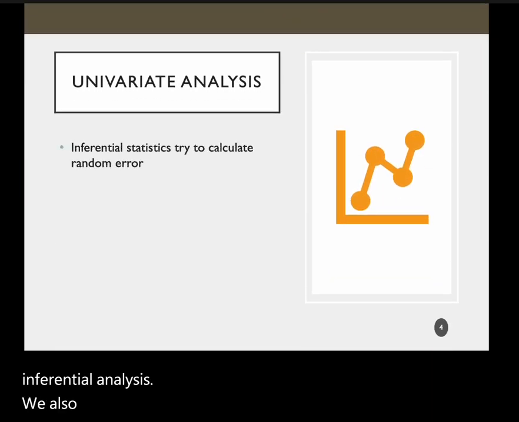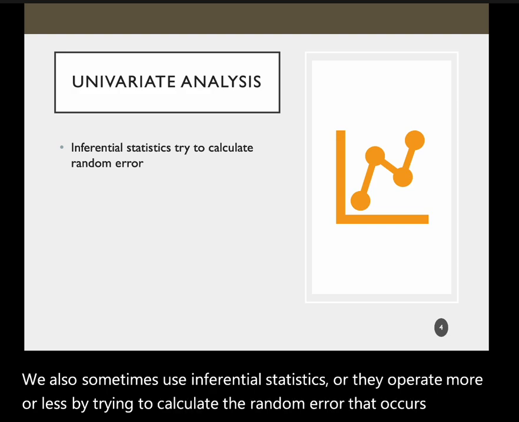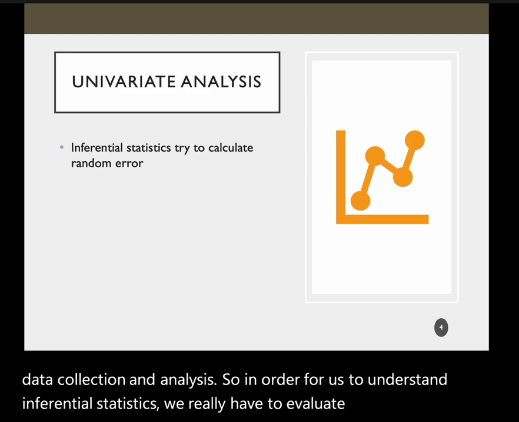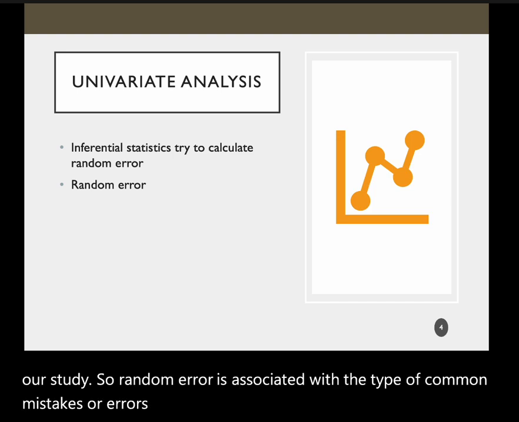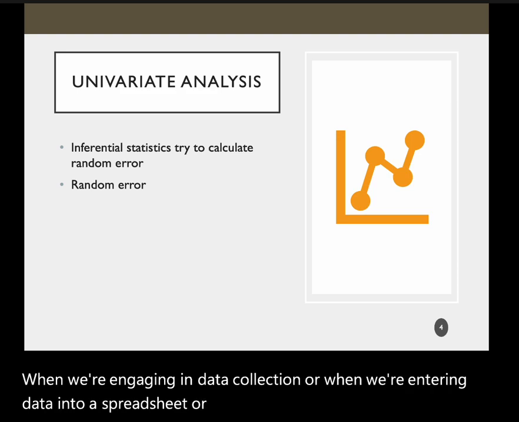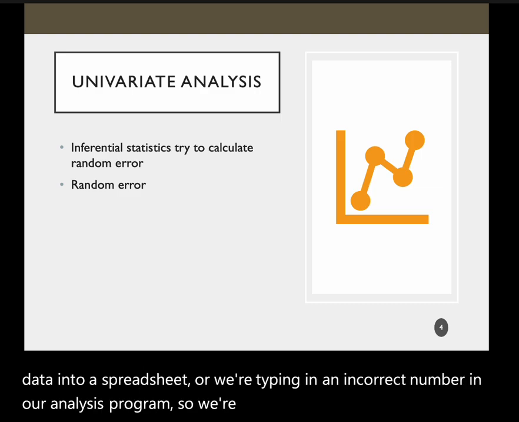We also sometimes use inferential statistics, or they operate more or less by trying to calculate the random error that occurs during data collection and analysis. So, in order for us to understand inferential statistics, we really have to evaluate the random error in our study. So, random error is associated with the type of common mistakes or errors that happen by chance when we're engaging in data collection, or when we're entering data into a spreadsheet, or typing an incorrect number into our analysis program. So we're conducting an analysis incorrectly.